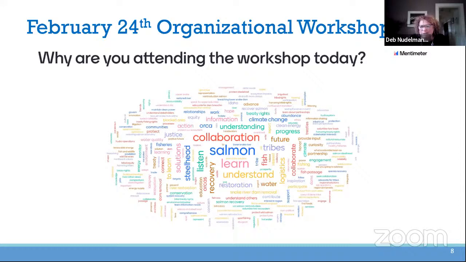So many of you have probably done these kinds of word clouds, but we wanted to warm the room up today with a chance to see a couple of these from last time. So this was, why are you attending the workshop today? For collaboration, salmon, learning, understanding, climate change, treaty rights, fish passage, partnership, curiosity, connecting, solutions, justice, protect, communities, understanding each other, salmon recovery. So there's lots of great words in here, and we really appreciated the input.